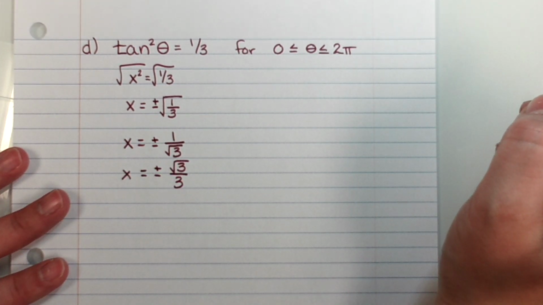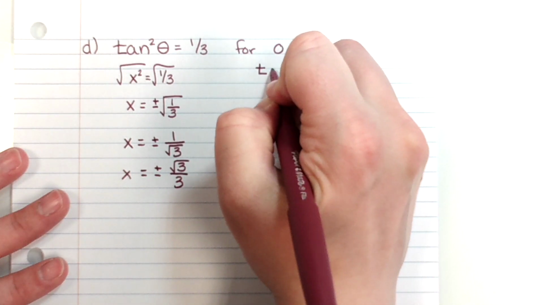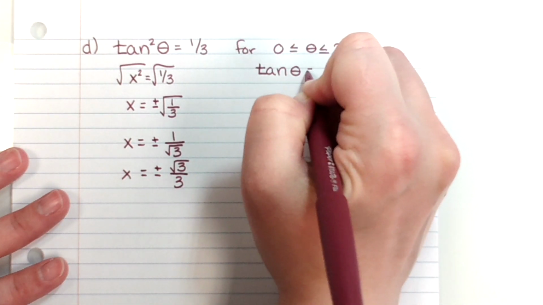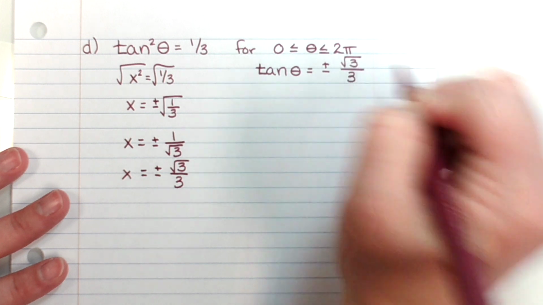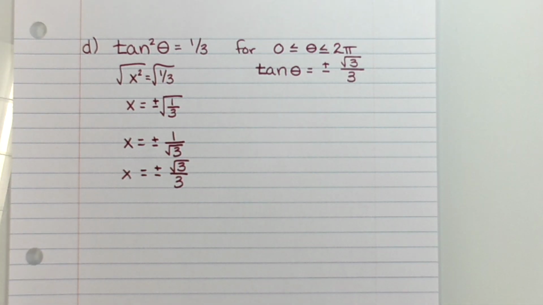But it wasn't x. That's one of the other common things that I see people do, they forget to change it back and actually finish solving. Tangent of theta is equal to a positive and negative square root of 3 over 3.